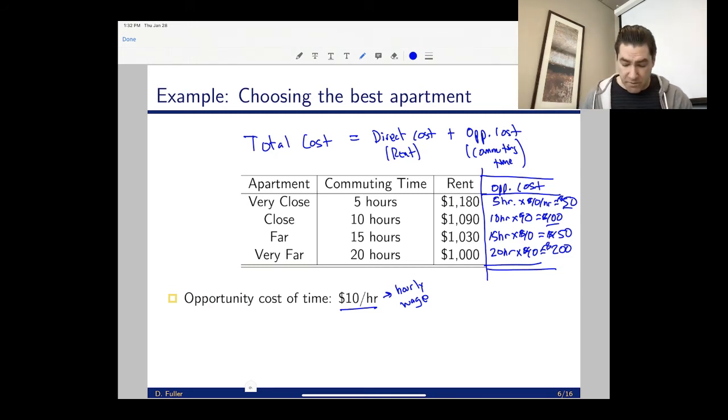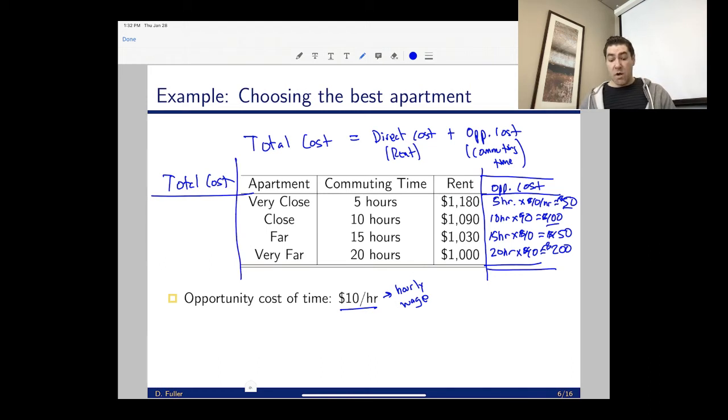I ran out of space over there, so I'm going to put my total cost over here. The total cost is simply the direct cost, the rent, plus my opportunity cost. So for very close, I've got 1,180 plus $50. That takes me up to $1,230, the total cost of renting the apartment very close.